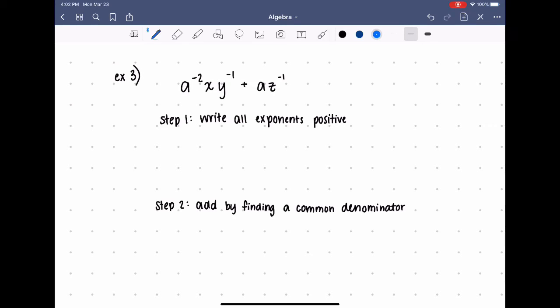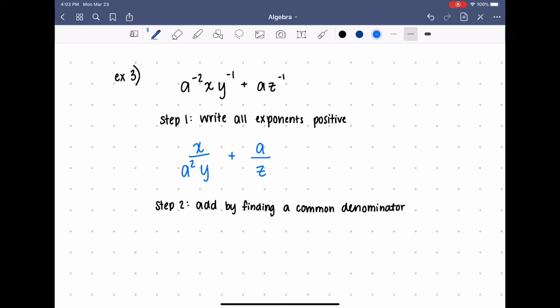So in my first term, the only thing I have that's positive is that x. So I'll keep that in my numerator. Then let's go to the denominator. We're left with a to the negative 2, which just becomes a squared, and y to the negative 1, which would just be a y. In my second term, the a has a positive exponent, so it can stay up there. And I have to pop that z into the denominator.